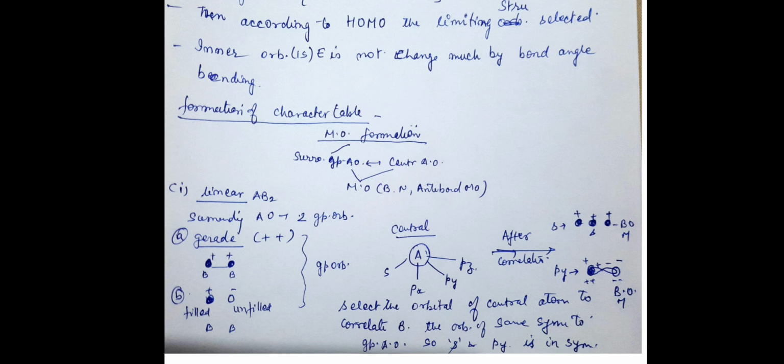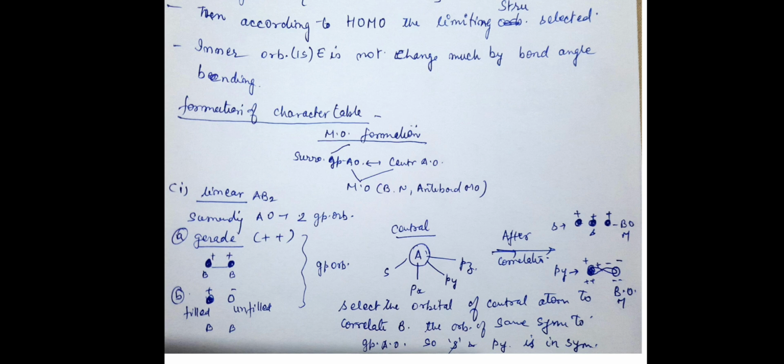On the right side of the slide, we see the P orbital plus plus combination and minus minus combination. These are after correlation. We have two atomic orbitals, both the dark and light, and one central atom. Then central atom S and P. There are two bonds only, so we take S and Py only. First S combined with the plus plus and Py combined with the plus and minus.